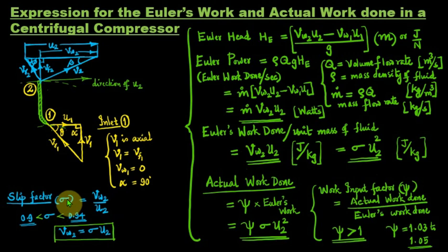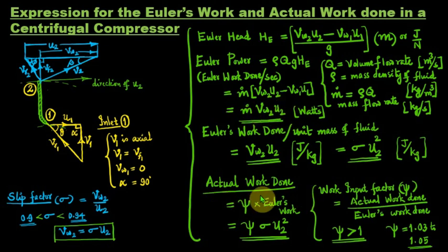What is the range of values for slip factor? It is between 0.9 to 0.94, so it is less than 1. Okay, so sigma U2 square or VW2 U2 is the Euler's work done per unit mass of fluid. Euler's power, if you want, you multiply that quantity by mass flow rate, m dot into VW2 U2. So now actual work done.